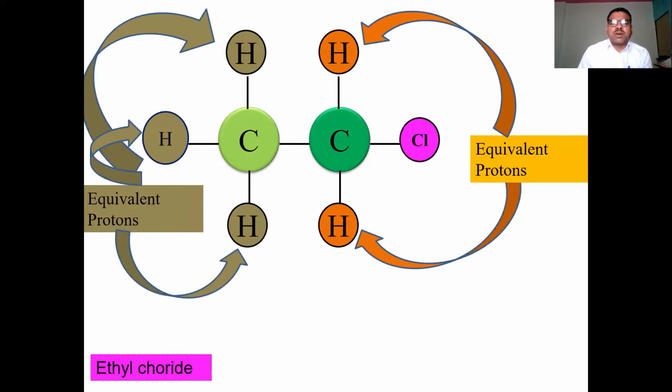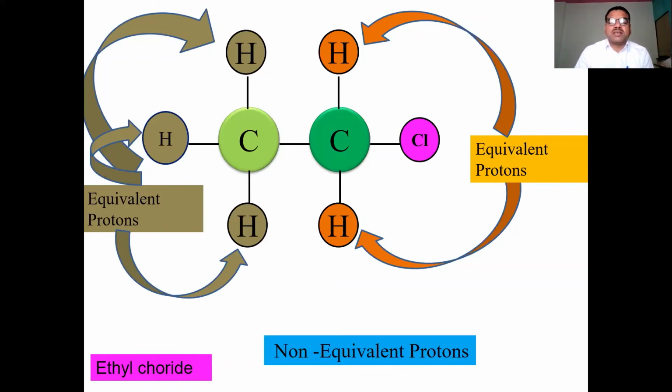In case of ethyl chloride, we have two different types of protons. Two are the same, another three are the same. So two different types of protons are available here, and therefore, if you ask me how many types of protons are there, definitely there are two different types. Three are of one kind and two of another kind. So in that way, you can understand this concept.